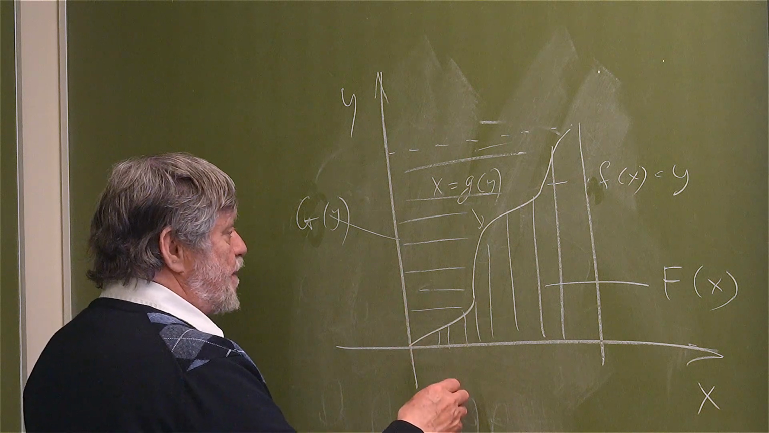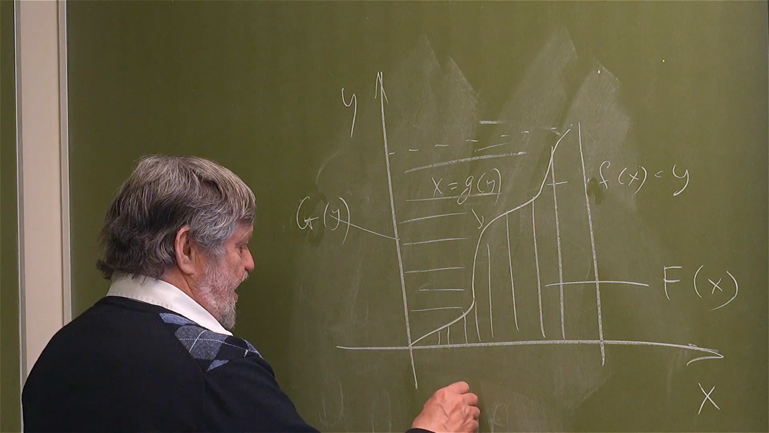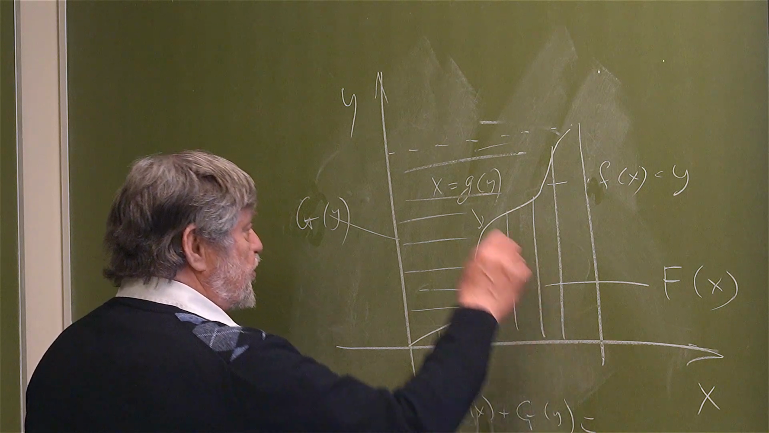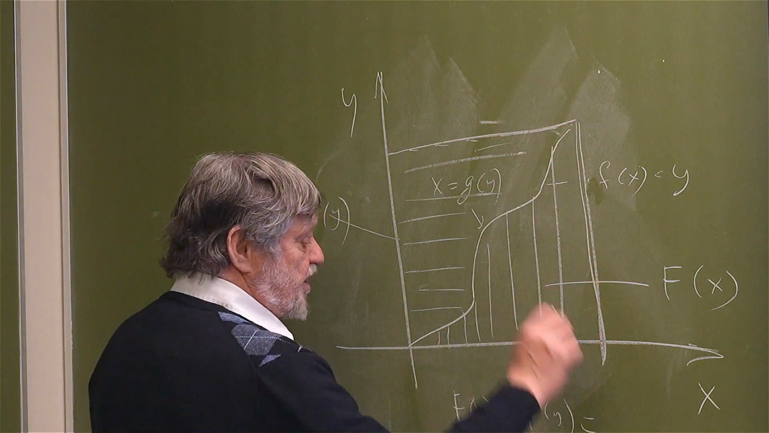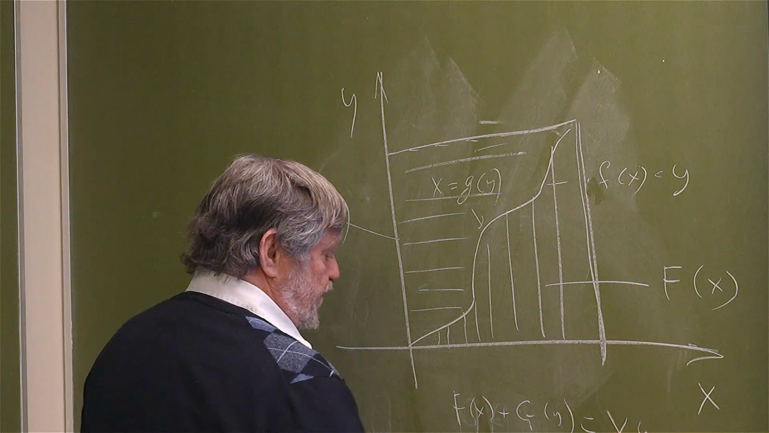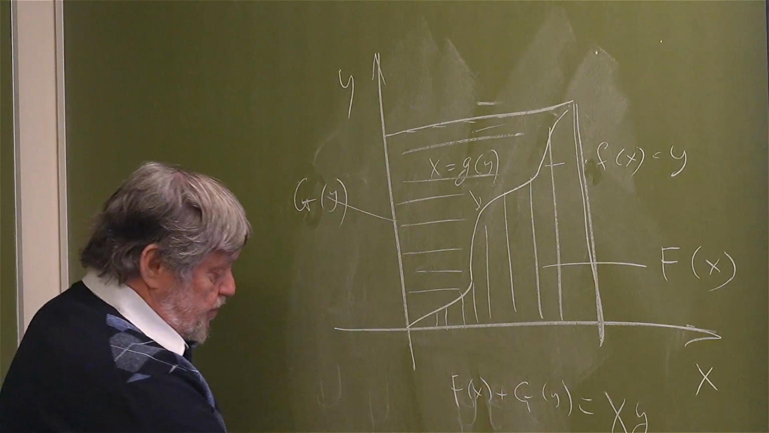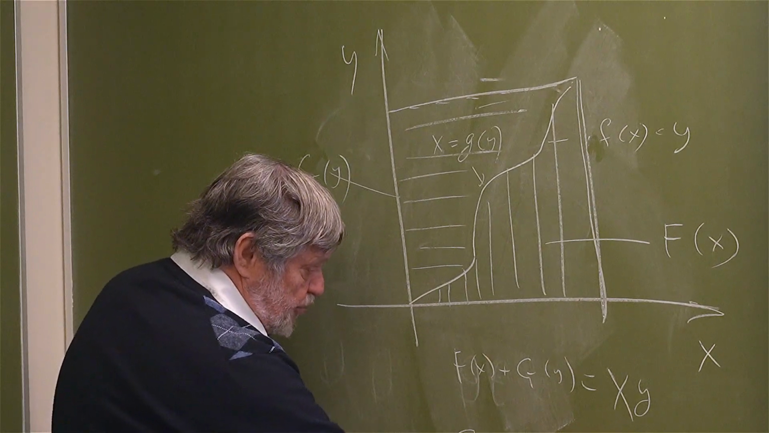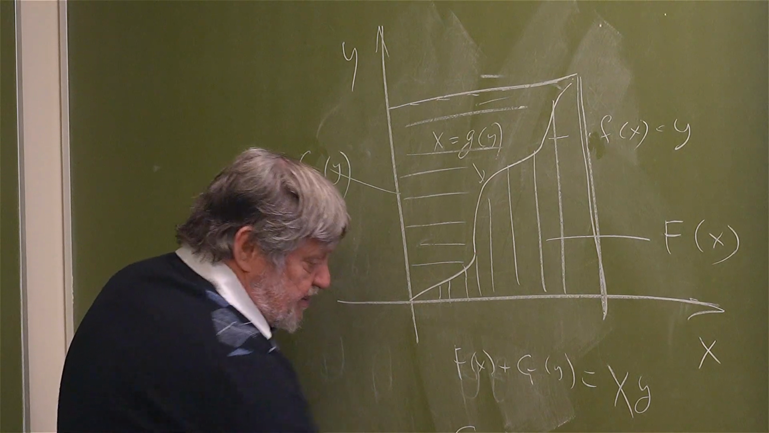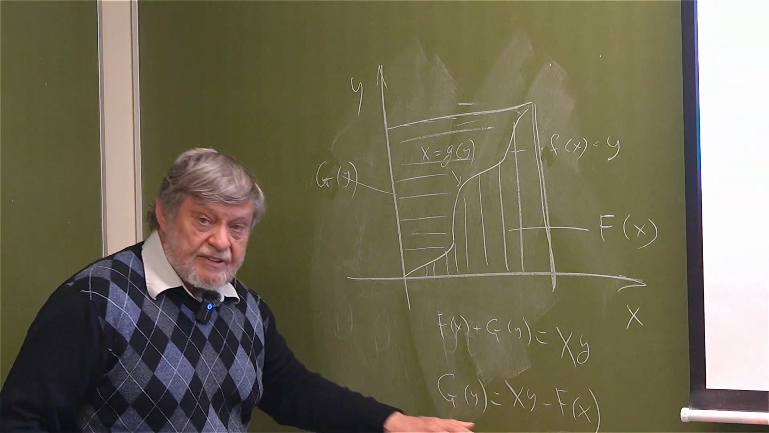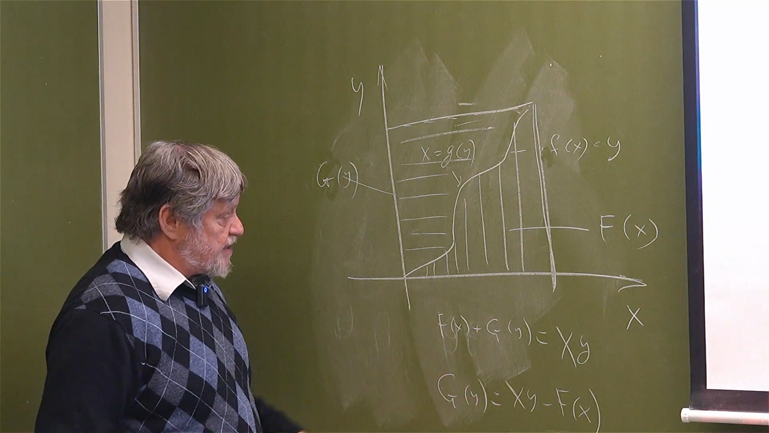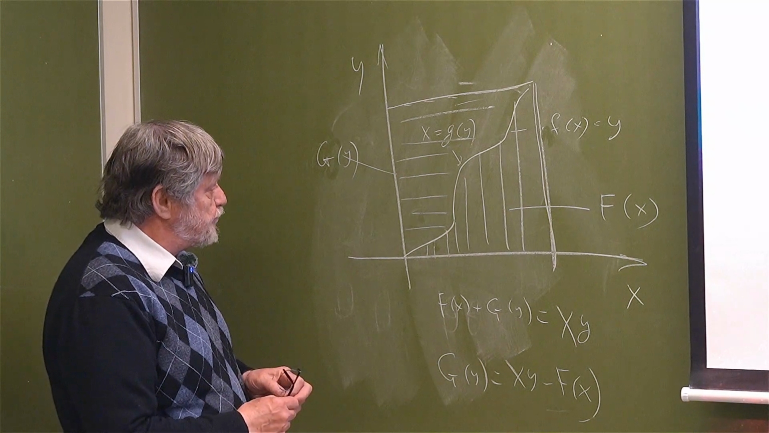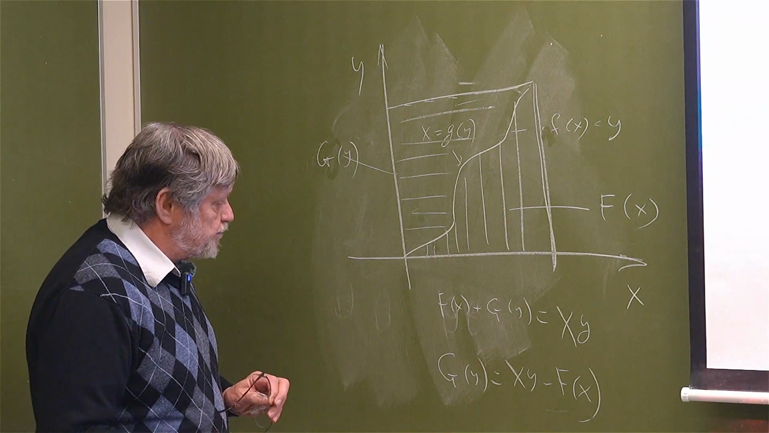And from here, we could say that F of x plus G of y is equal to the area of that rectangle, xy, or G of y, if you want, is xy minus F of x. And the same is true for the other one. So that's the symmetric relation which corresponds to this relation.